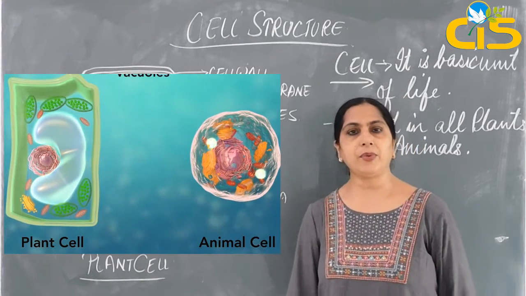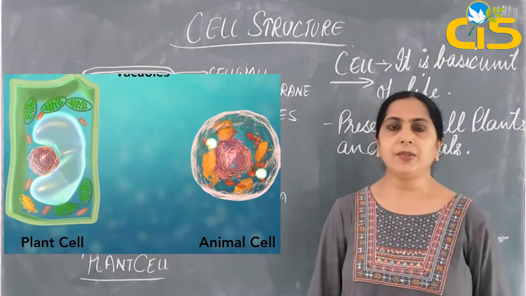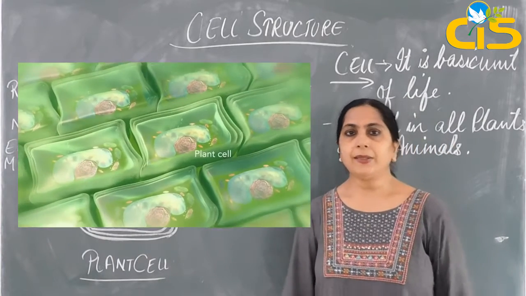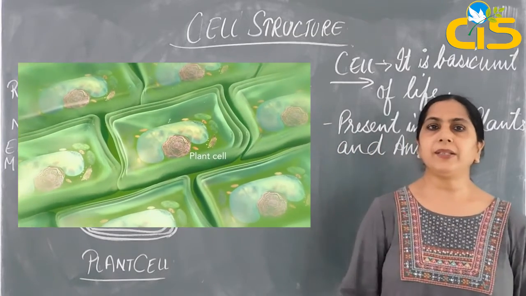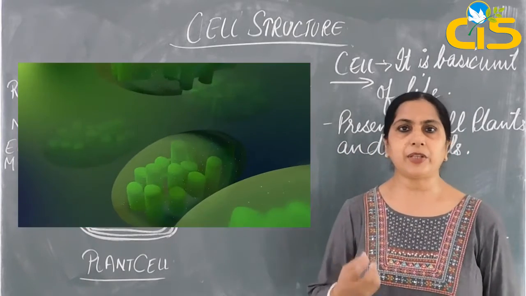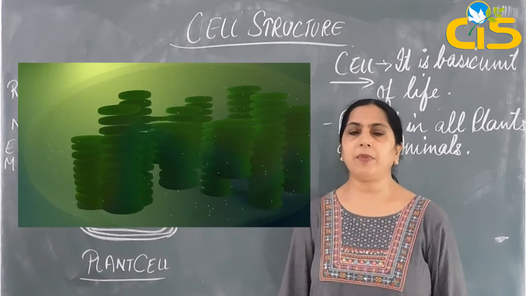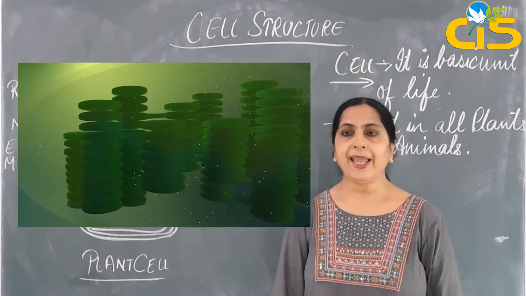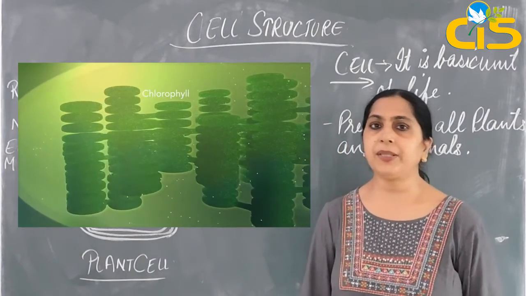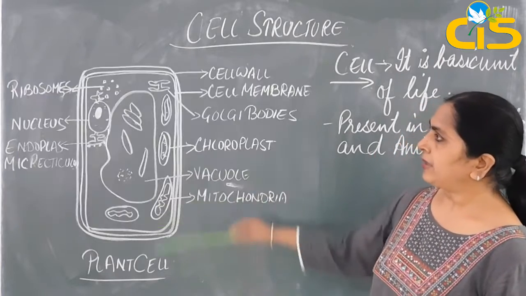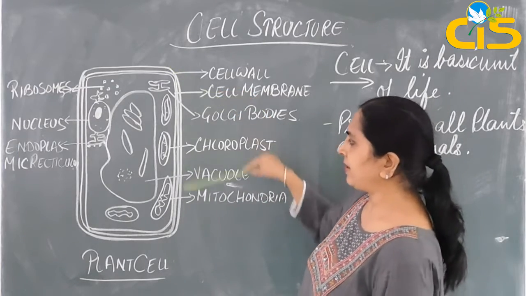Organisms are basically composed of plants and animals. So what is the basic unit of life? It is the cell. The cell is the basic structure of the organism. So we shall discuss today the structure of the cell. First, we should take into consideration the plant cell. In the plant cell, this is the structure.